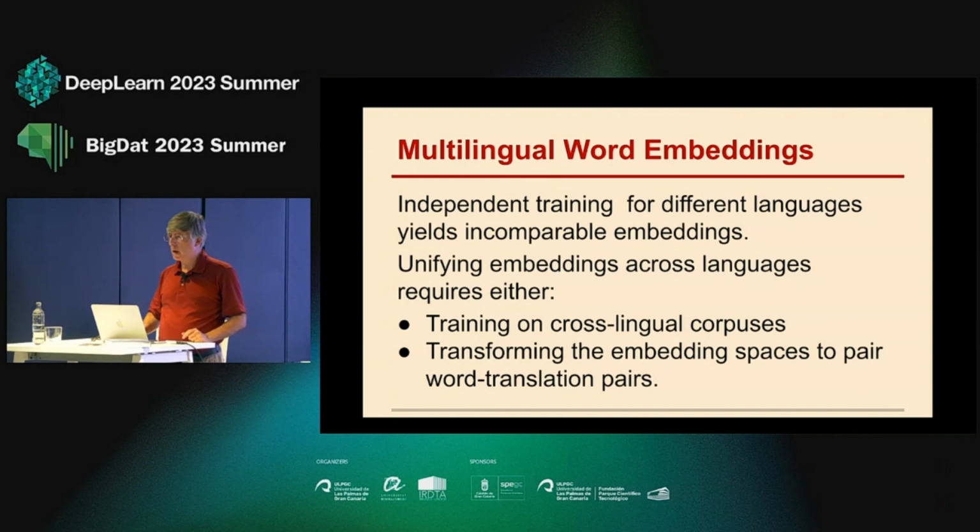Okay? So there are different ways you could do this. You can either have embeddings that are separate, or you could have embeddings that are unified across languages, and there are a couple of different ways you could think about doing this. Any questions about this?